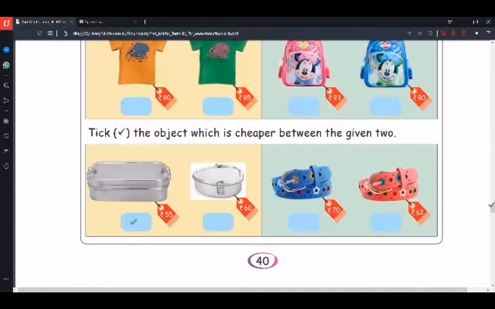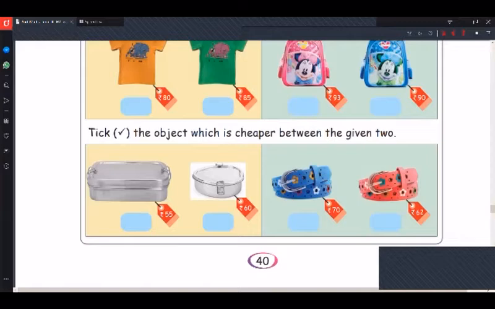belt. The blue color belt costs 70 rupees and the pink one costs 62 rupees. So here the cheaper one is the blue color or the pink color belt? Yes, pink color belt. It costs only 62 rupees. That is 6 tens and 2 ones, whereas the blue costs 7 tens, isn't it? So here the pink color one is the cheaper one. Understood, children? Now coming to the next page.